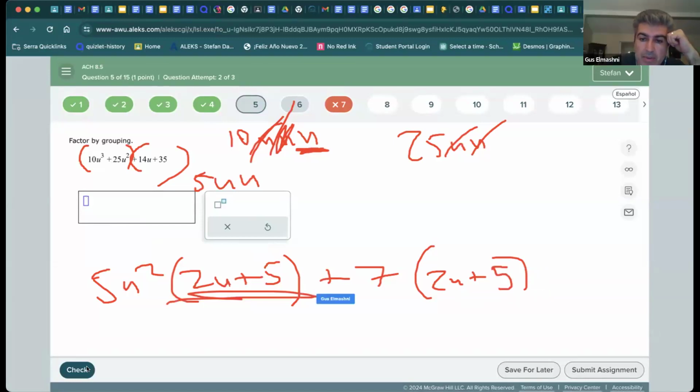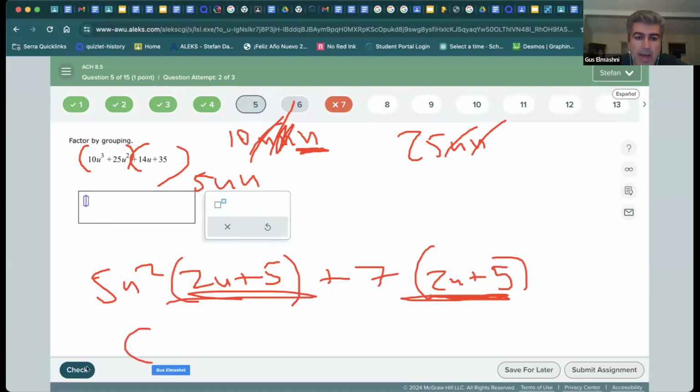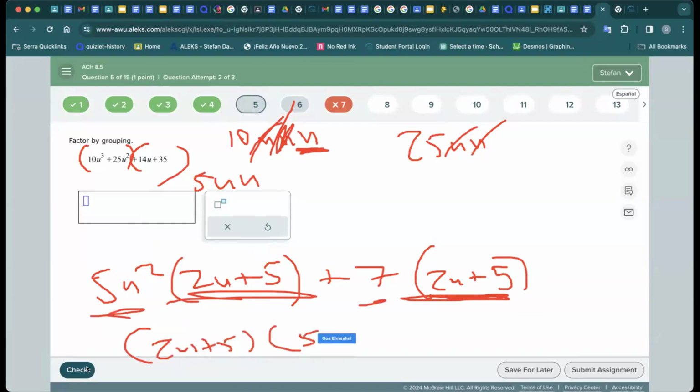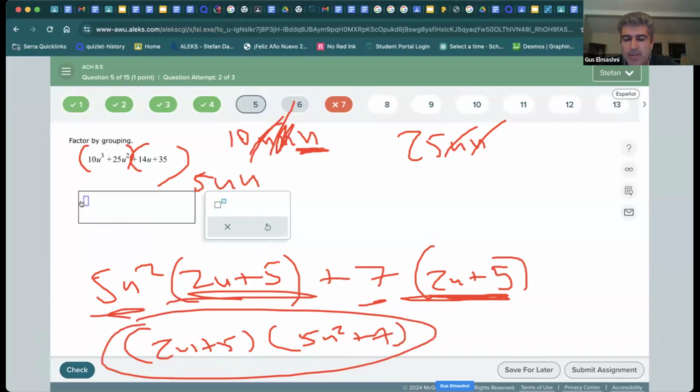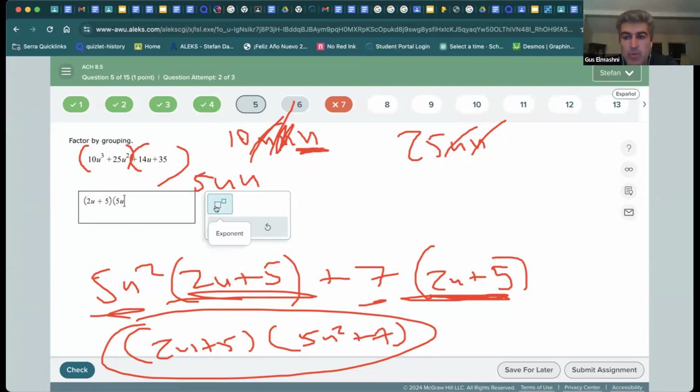Okay, now notice that these are identical. So you pull it out. When you pull it out, you have 2u plus 5 on the outside, and what's left behind? 5u squared and 7. So that would be 5u squared is the answer. No, the answer is 2u plus 5 times 5u squared plus 7. Basically what you're doing is you have 5u squared times a group plus 7 times another group. So 2u plus 5 gets factored out, and what's left behind is 5u squared plus 7. So you have 2u plus 5 times 5u squared plus 7.